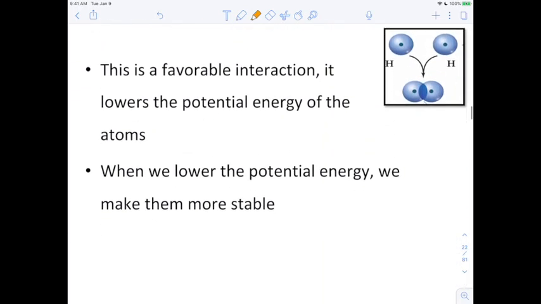So it is a favorable interaction. It happens spontaneously, it happens all on its own, and it lowers the potential energy of the atoms. So in chemistry, we're always moving towards lower potential energy. We're always trying to go from high to low, trying to get to more stable. So this would not happen if it didn't create a more stable molecule.